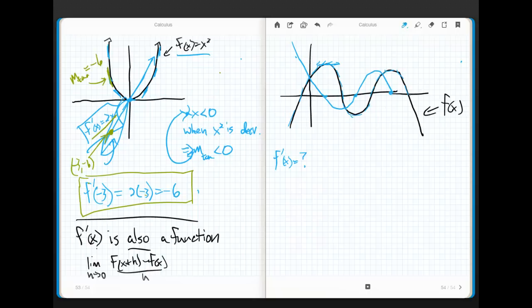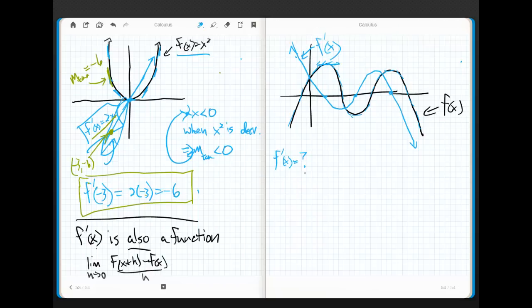And then for the rest of the ball game, look at what I got here. I have tangent lines that are all negative, which means that this guy goes down here, which means that this is a rough sketch of the first derivative of f of x.